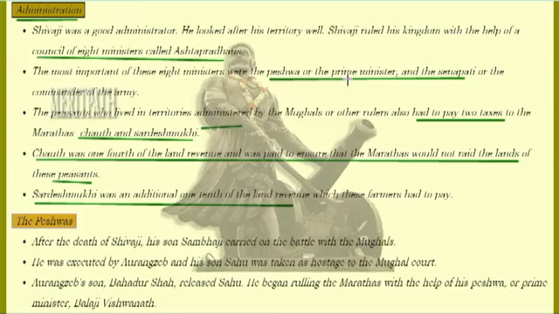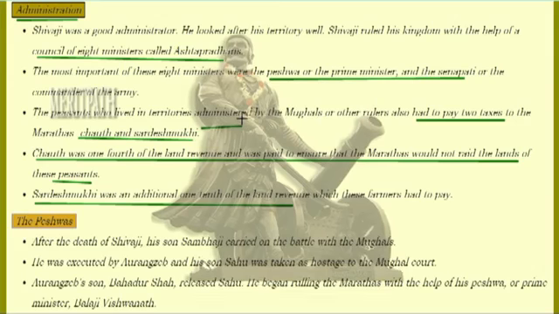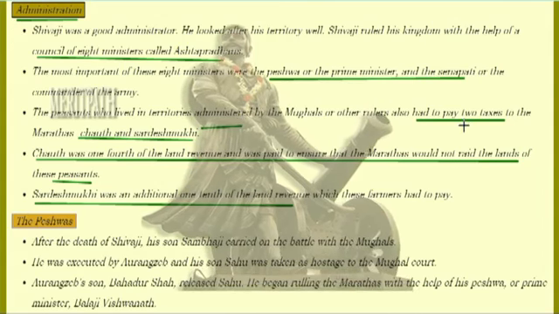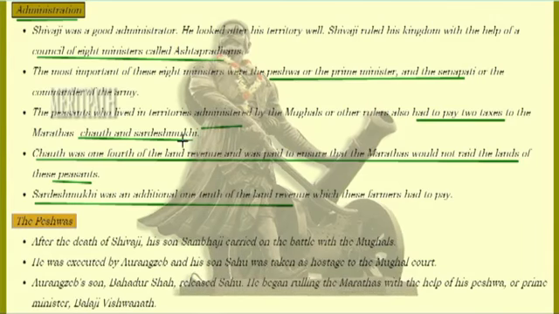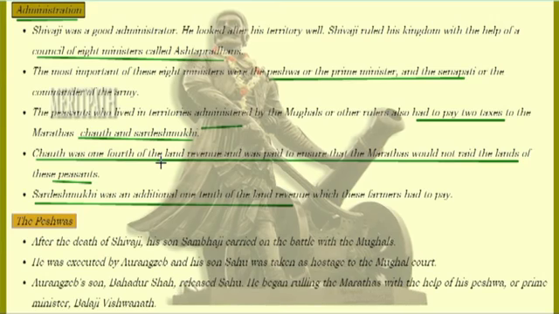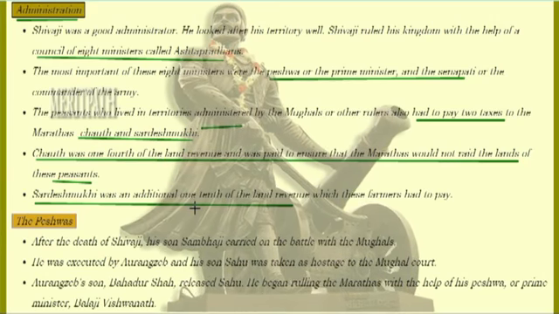How was the administration during the Shivaji period? Shivaji was a good administrator. He looked after his territory well. He had a council of 8 ministers known as Ashtapradhans, and the most important of these ministers was the Peshwa or Prime Minister, and also the Senapati or the commander of the army.